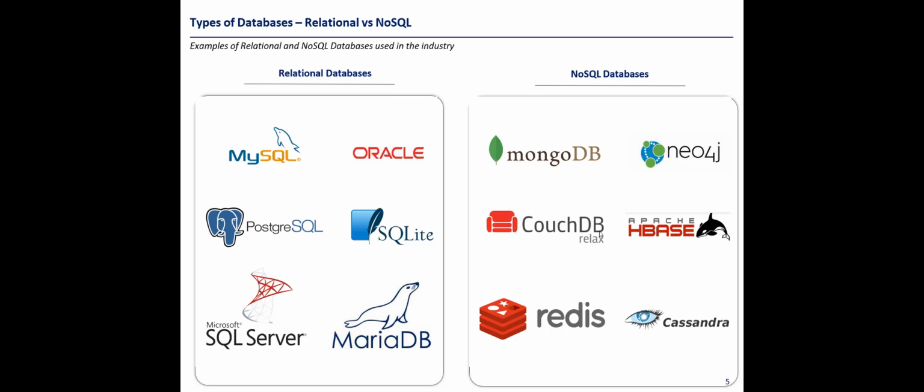SQLite is a file-based database which stores data in a flat file, and hence it's easy for setup and quick testing and development. And then there is the Oracle. Examples of NoSQL databases include MongoDB, Redis, Cassandra, CouchDB, Neo4j, and Apache HBase.